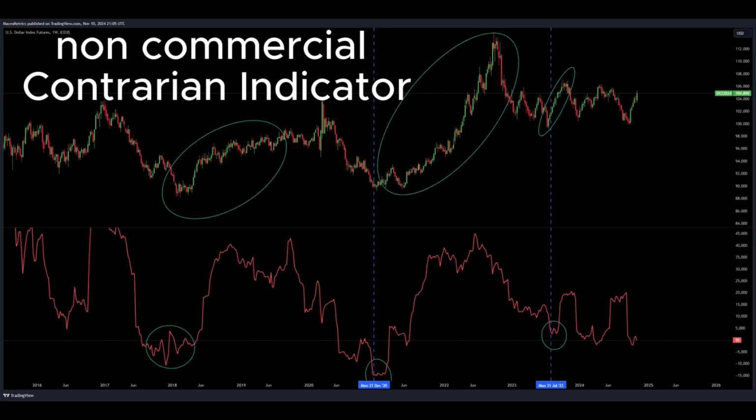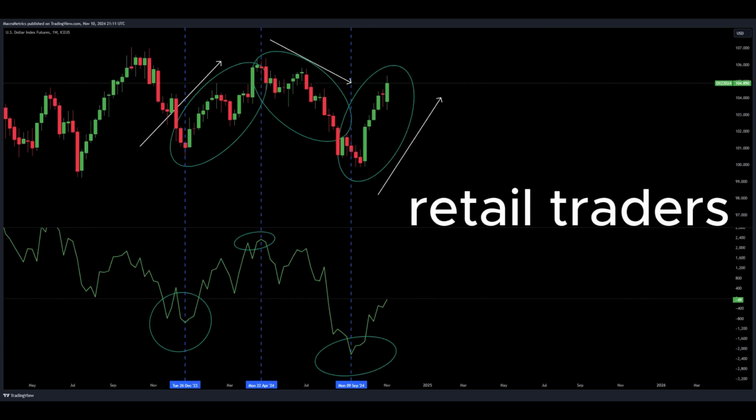Contrarian indicator. When non-commercials, the speculators, are excessively long or short, it can indicate an overbought or oversold condition, suggesting a potential market reversal. Retail trader positioning can also be analyzed for contrarian signals. Example: if the COT report shows that commercials are heavily short on gold, while non-commercials are net long, this could signal that gold is about to experience a correction or price reversal.